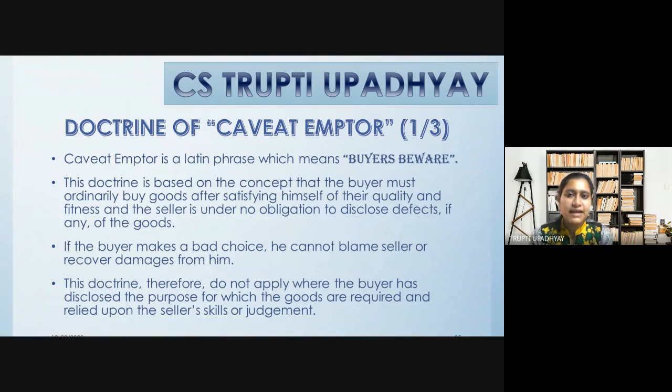This means that when the purpose for which the buyer will be taking those goods is disclosed to the seller, or the buyer is relying on the seller's skills and knowledge, then the seller should give goods which meet the purpose. And if the goods are later found not to be meeting the purpose or are not of good quality, then the seller shall be held liable. So the last point deals with the exception to the rule of caveat emptor.